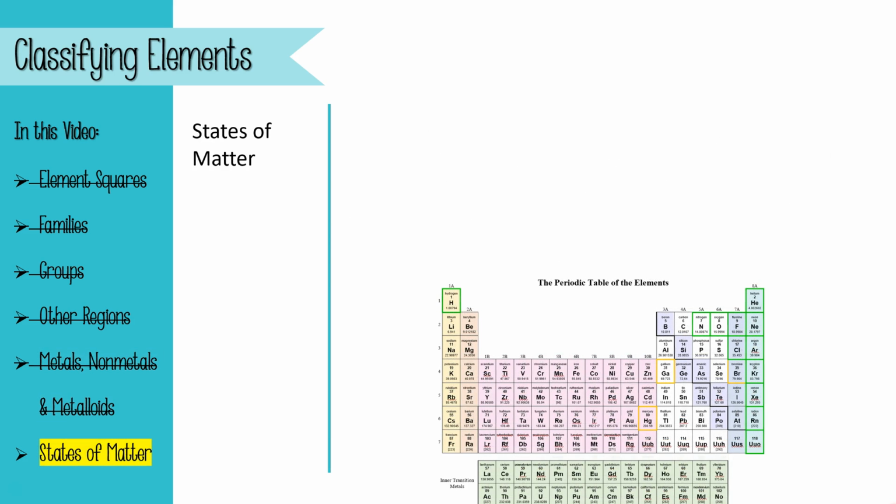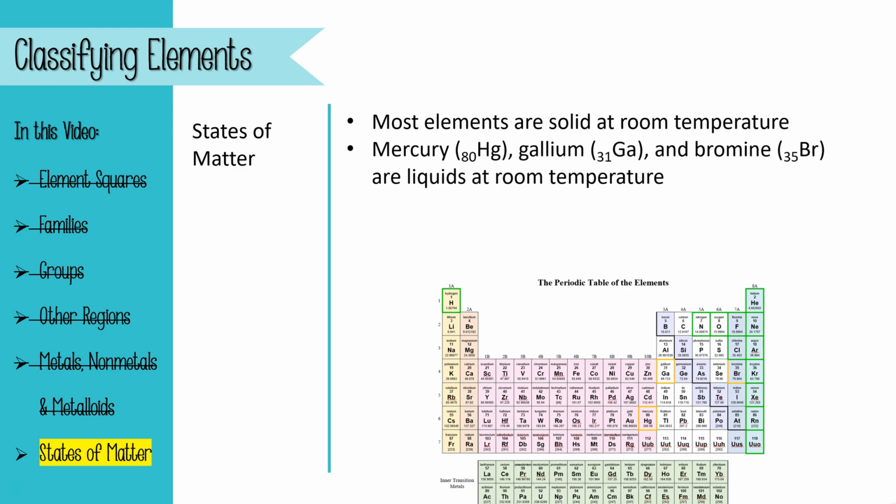Finally, let's take a minute to look at the states of matter of elements at room temperature on the periodic table. Most elements are solid at room temperature. Mercury, gallium, and bromine, elements 80, 31, and 35, are liquids at room temperature. Take a minute to make a colored box around these elements or put a symbol in each of them.